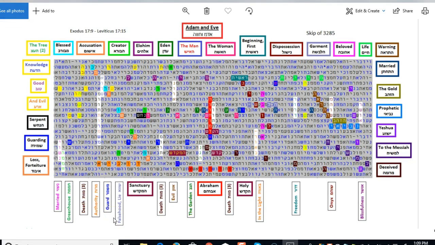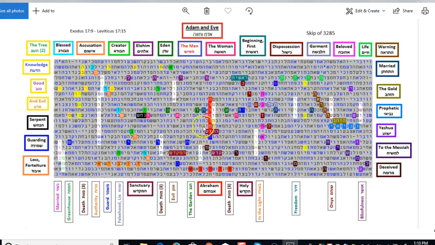Okay, so I just want to reiterate the words that pass through the access term. So we have Eden in the green. We have the man, which is sharing the Aleph with Adam. We have the woman, which is crossing over the Het of Eve. We have married in the blue. Adam and Eve were married.